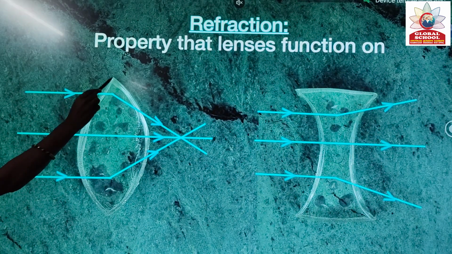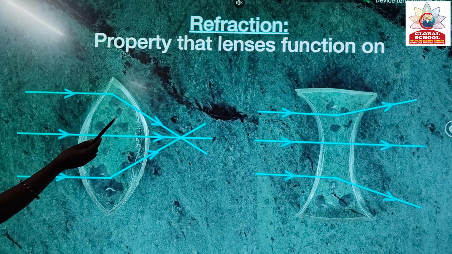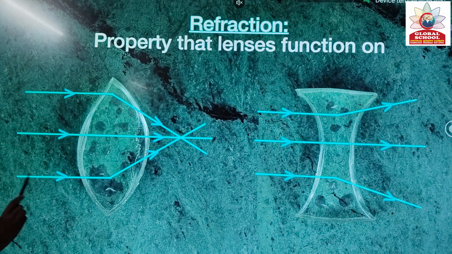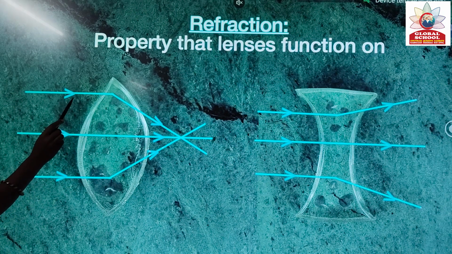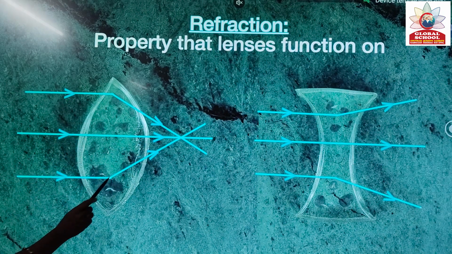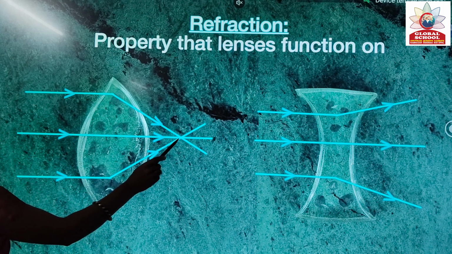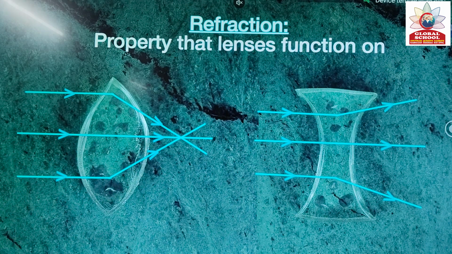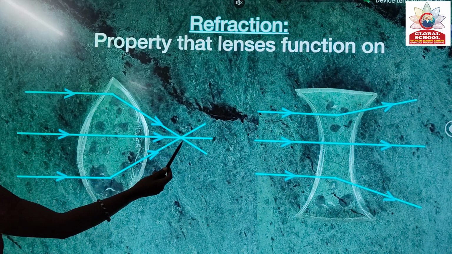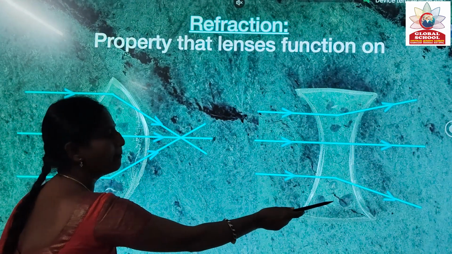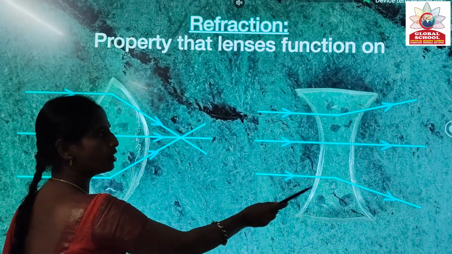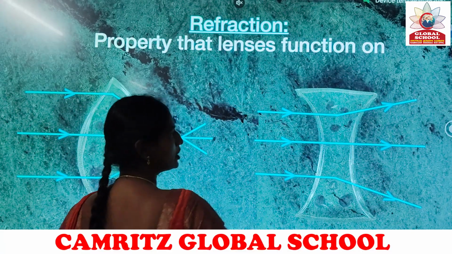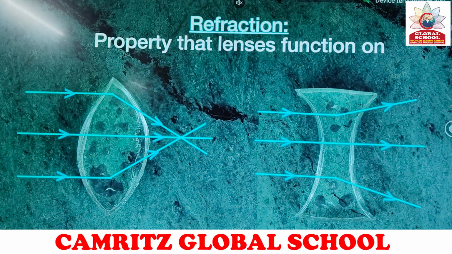Now we have taken a biconvex lens. On this biconvex lens, we are focusing a parallel beam of light. When it undergoes refraction, all the refracted rays intersect at a point. We call it the focus. In a biconvex lens, all the refracted rays intersect. This is a biconcave lens. In a biconcave lens, the refracted rays will not intersect, they will diverge.